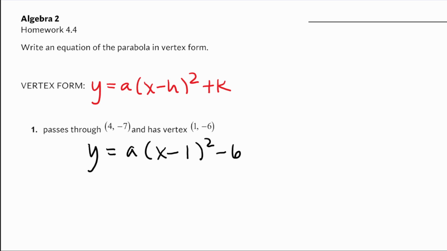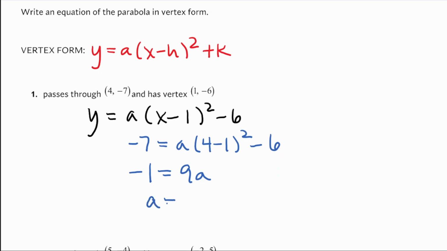And now we're going to use the point 4 and -7 to find the value of a. So I'm going to use x equals 4 and y equals -7. So x is 4 minus 1 squared minus 6. I'm going to add 6 to both sides to start trying to solve for a. I'll have -1 is equal to a times 3 squared, which is 9. And then I can solve for a by dividing both sides by 9. And then I've got myself an equation. I could just put in -1/9. That'd be great.